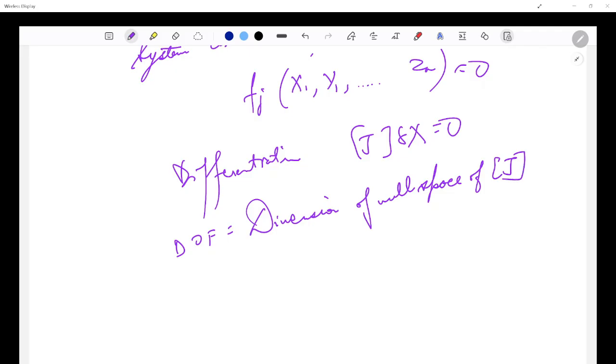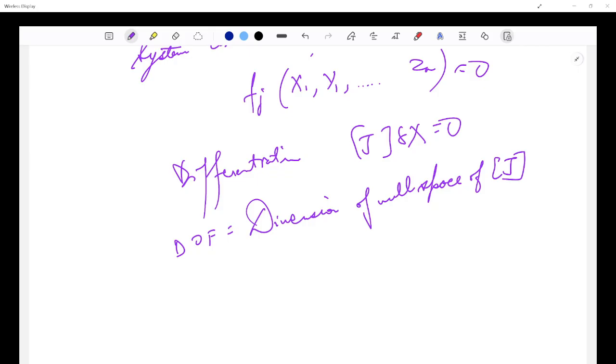Okay. So what is the algorithm to find degrees of freedom? You add length constraints, you add joint constraints, you add boundary constraints. If the null space does not decrease, the constraint is redundant.